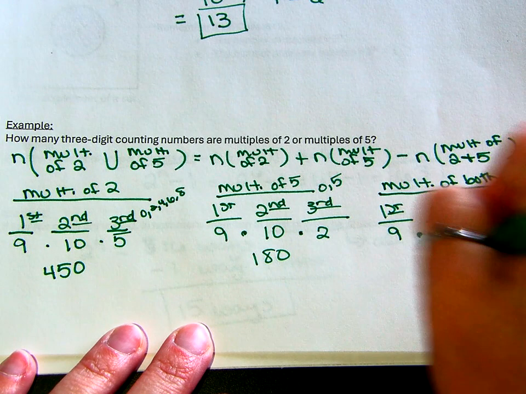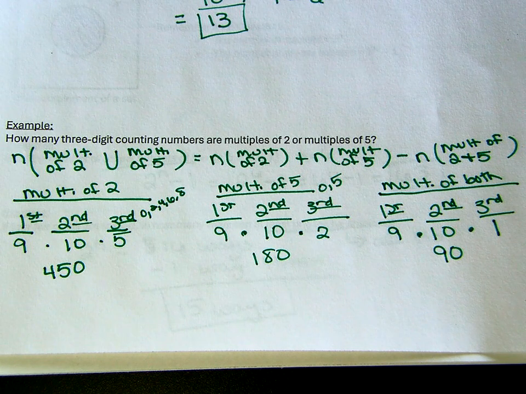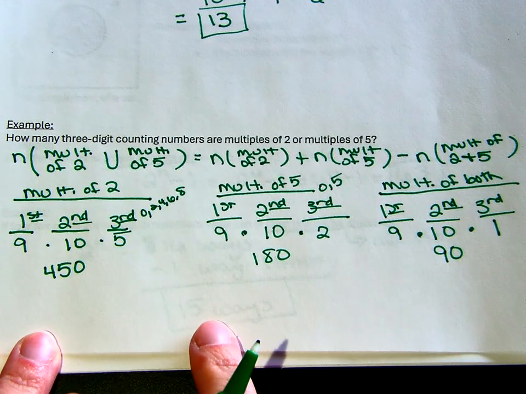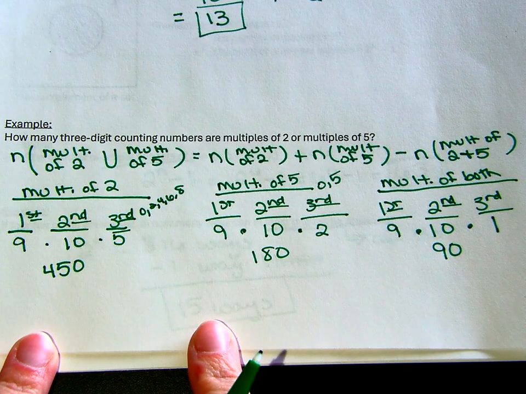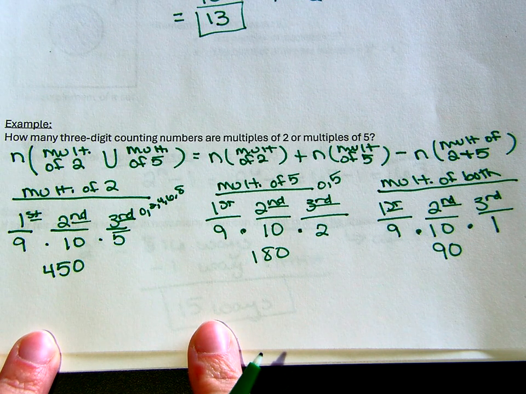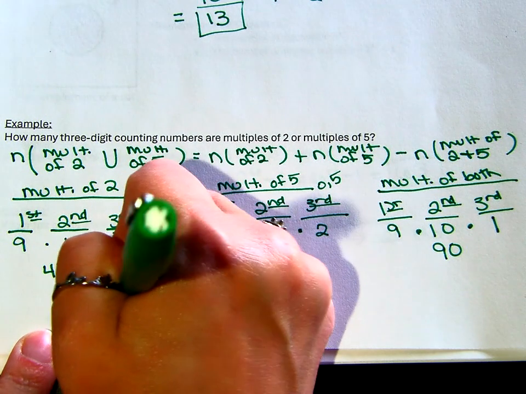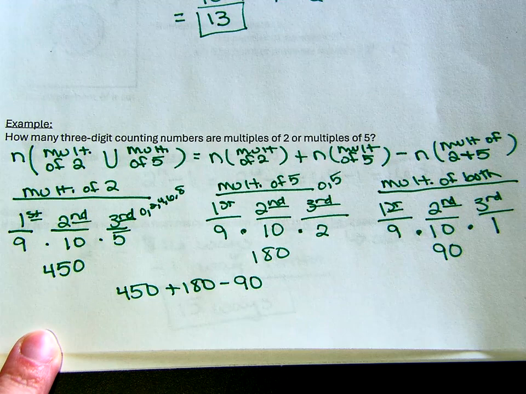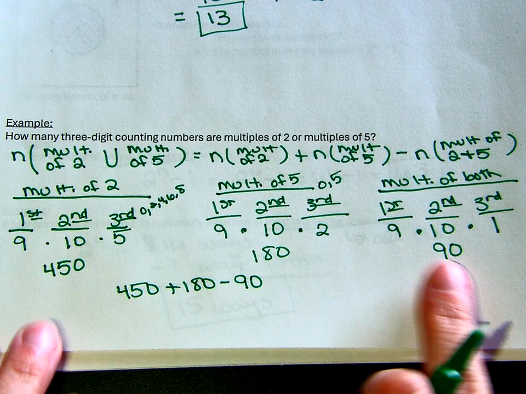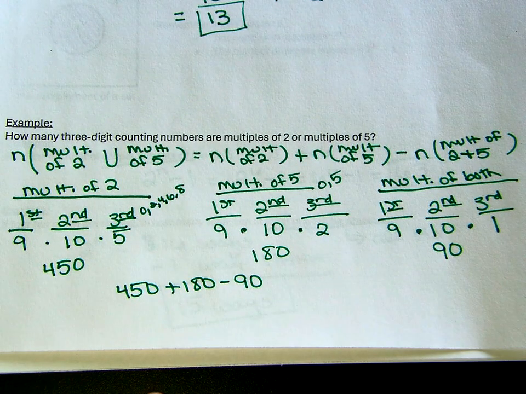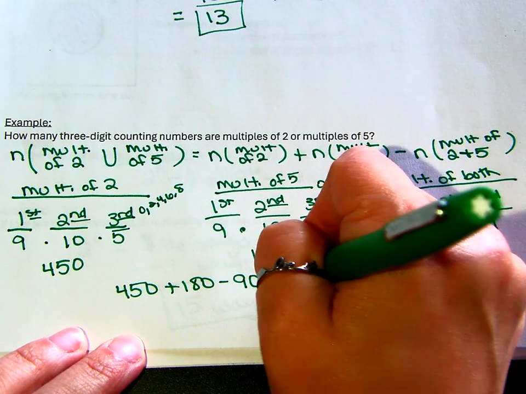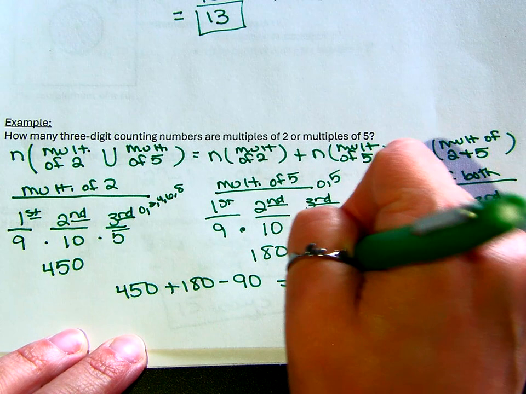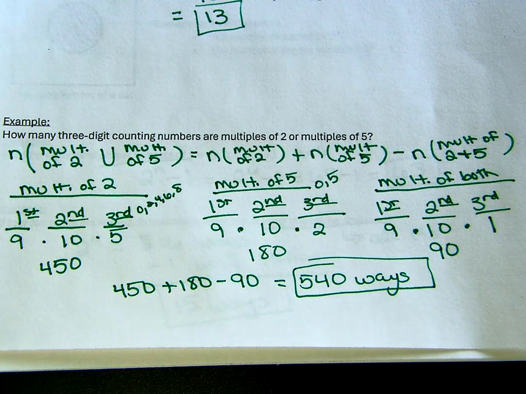So to find the total number of 3-digit counting numbers that are multiples of 2 or multiples of 5, we will take 450 plus 180 minus 90, because those 90 represent the overlap, the shared numbers, so that we have 540 possibilities. There are 540 different numbers that are 3 digits that are divisible by 2 or divisible by 5.